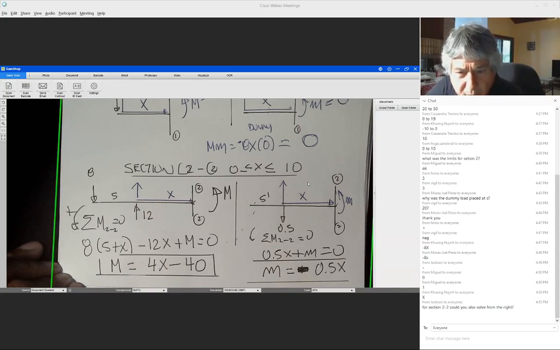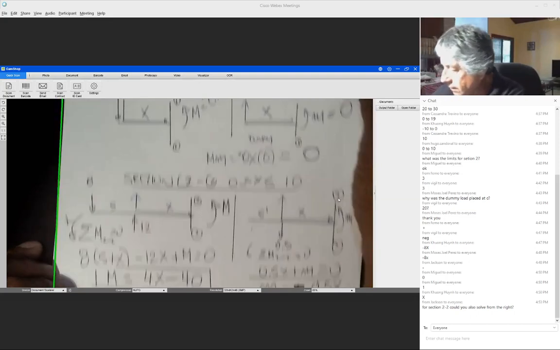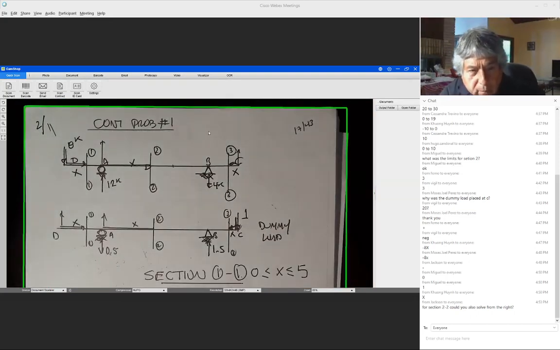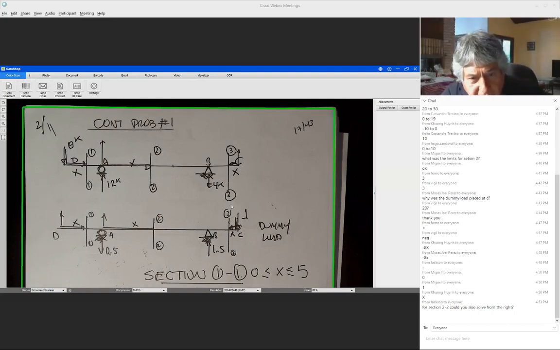For the dummy load, moment about the same section, could you also solve for the right? Section 2, good question. For section 2, the question is, can I use this? Certainly. I need to put the origin at this location, also between 0 and 10. So it makes no difference.